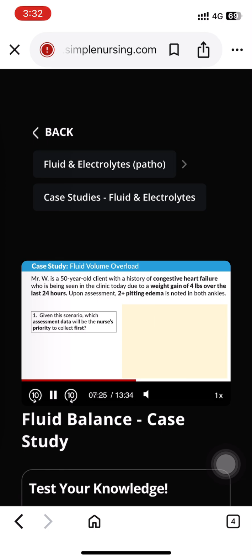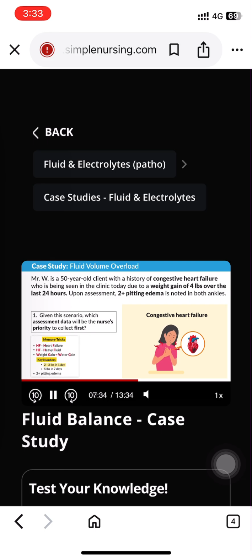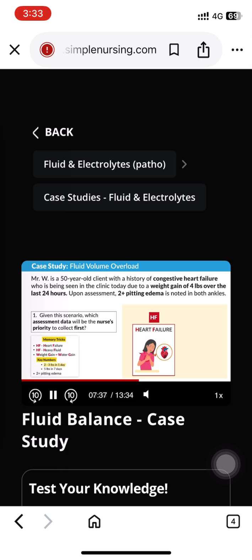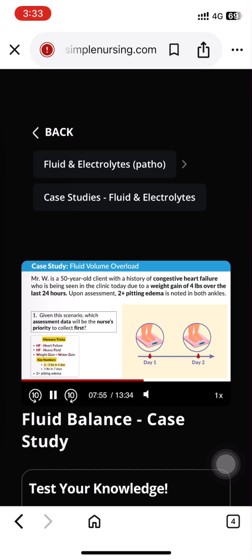Okay, before answering, always focus on the key words and see what it's telling you about the client. So the first key term here is congestive heart failure. Remember, when you see heart failure, always think HF for heart failure as HF for heavy fluid in the body, as the heart fails to pump blood forward. And again, think weight gain is water gain, specifically with the heart failure clients. So again, the key numbers that you should write down is 2 to 3 pounds in 1 day. So this question states 4 pounds in 24 hours. Whoa, that is way too much. This is definitely worsening heart failure, aka heart failure exacerbation.